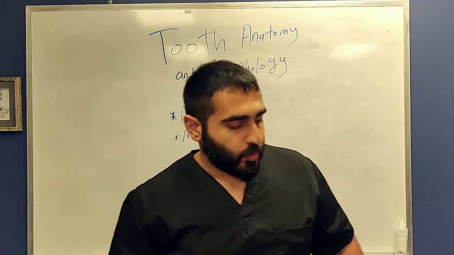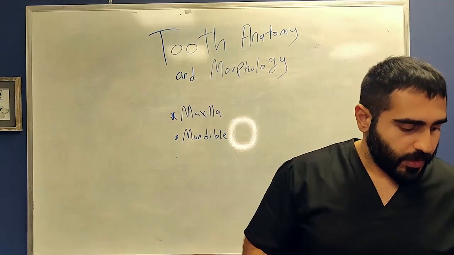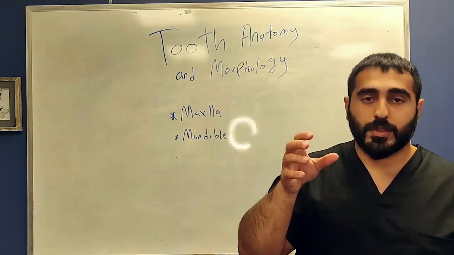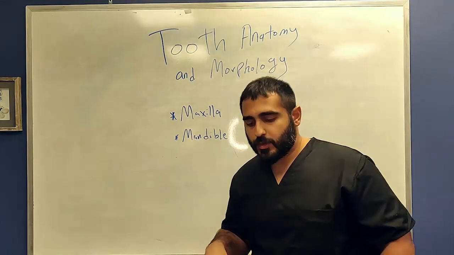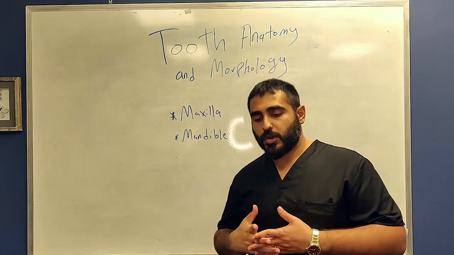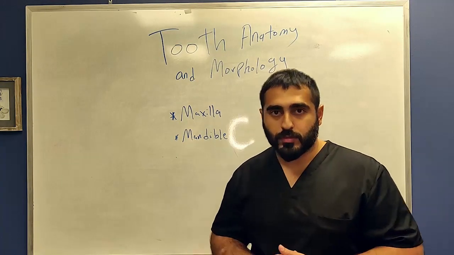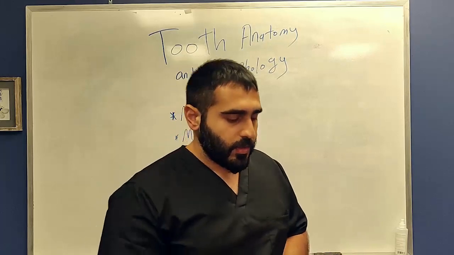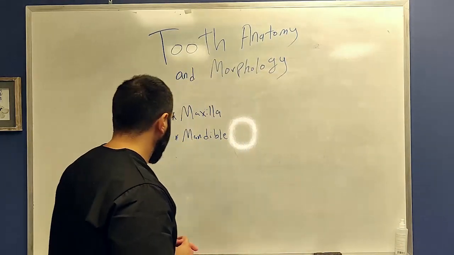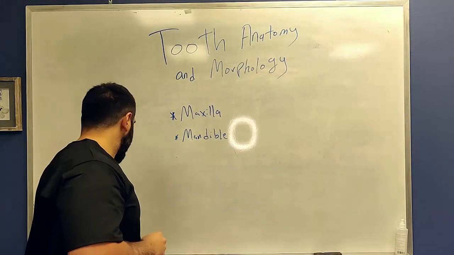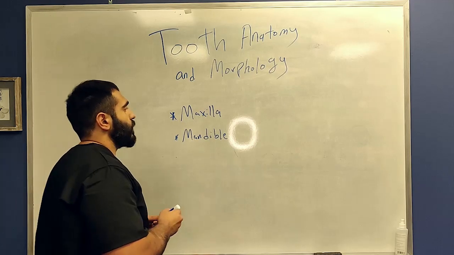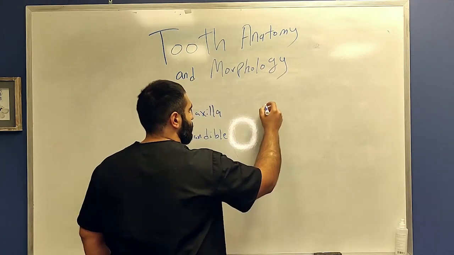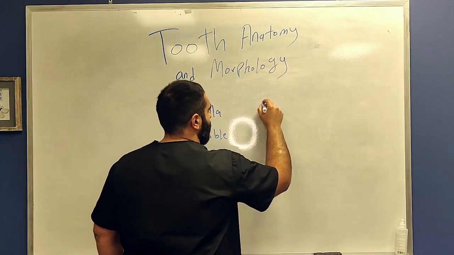The next part, I'm going to talk about the anatomy of the tooth itself, and then we will go ahead and talk about the different forms and names of the different teeth. So when it comes to the tooth itself, every tooth has a bunch of layers, you could say.